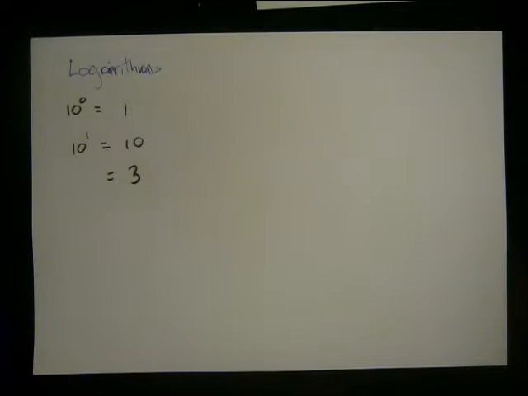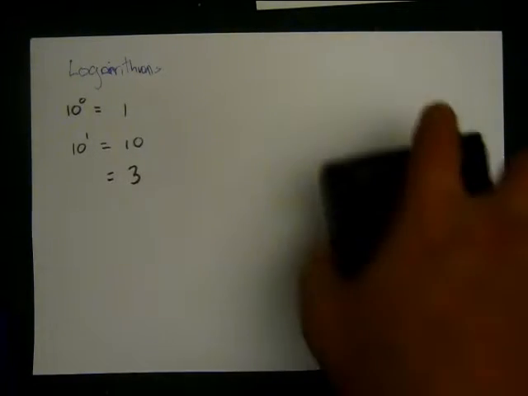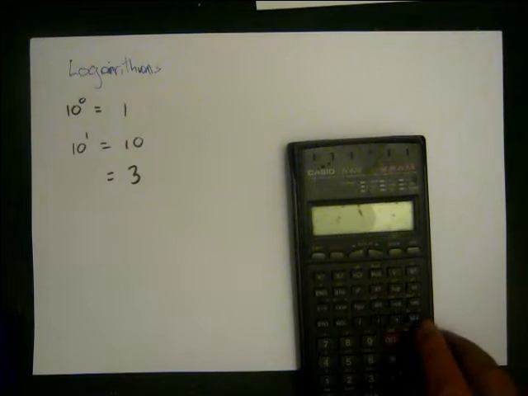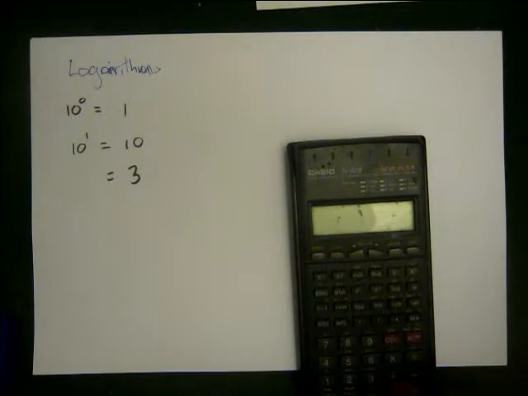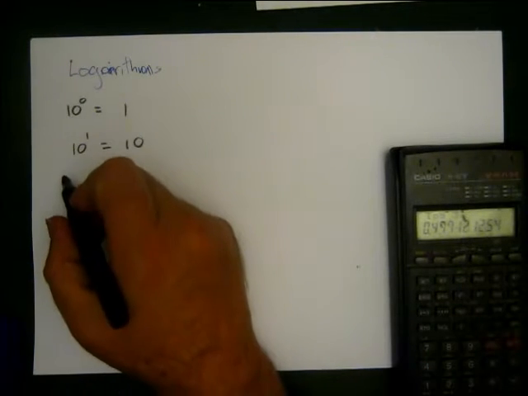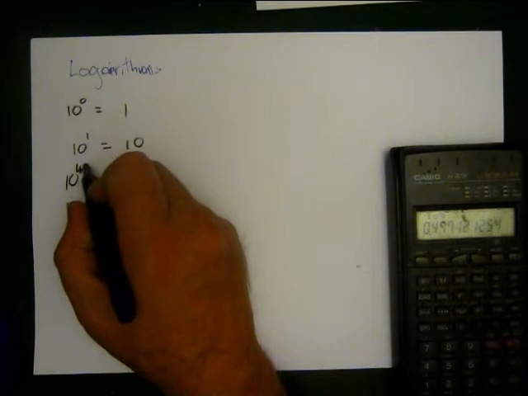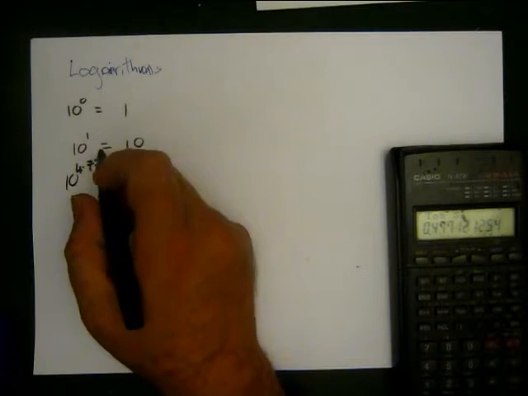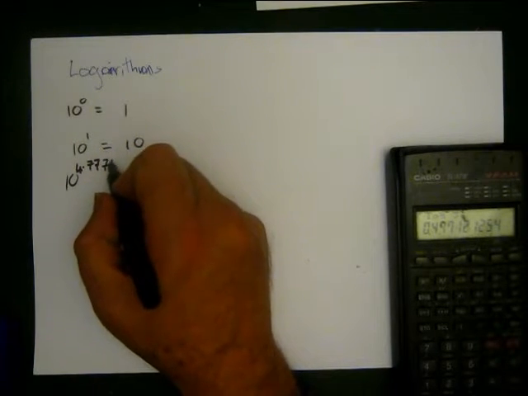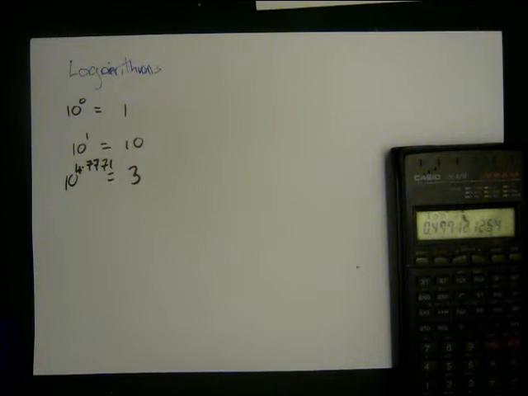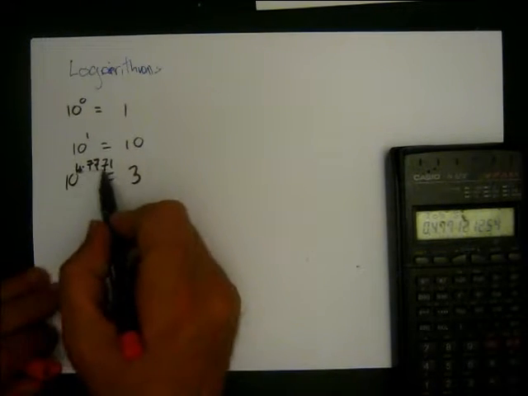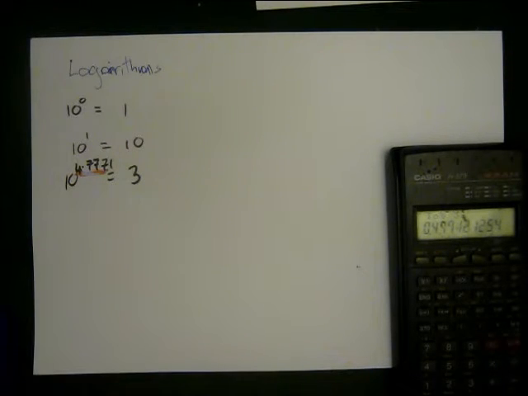So what we do, just use our calculator, turn it on, we go log 3, and that tells us that 10 to the power of 0.4771 is equal to 3. So that number here, the power, the indice, is what we call a log. Log basically means the indice of that power.